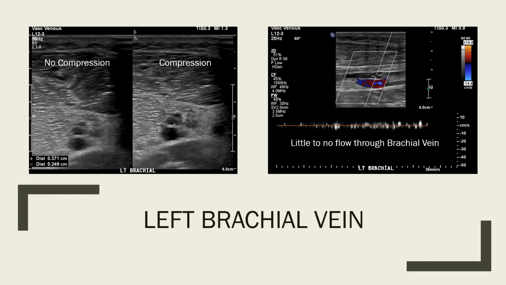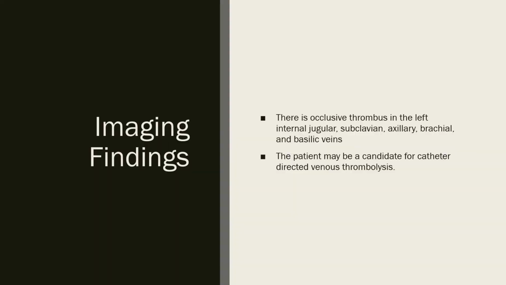Next, they went down to the brachial vein. You can see the image on the left. They did another dual screen imaging to demonstrate no compression versus compression, and the vein still will not collapse. And then on the picture on the right, they did a Doppler image, and there's little to no flow through the brachial vein. So image findings, there is occlusive thrombosis in the left internal jugular, subclavian, axillary, brachial, and basilic veins, and the radiologist mentioned that this patient may be a good candidate for catheter-directed venous thrombolysis.